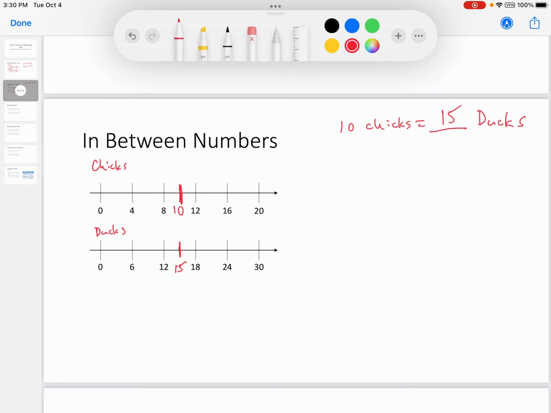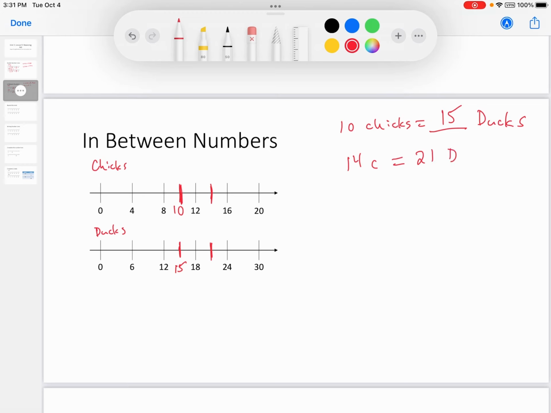Let's try a different one. So let's say they gave you the number that's right here. What's halfway between 12 and 16? 14 is. So now that would have to be halfway between 18 and 24. They're again 6 apart. Half of 6 is 3. So 18 plus 3 makes 21 ducks.